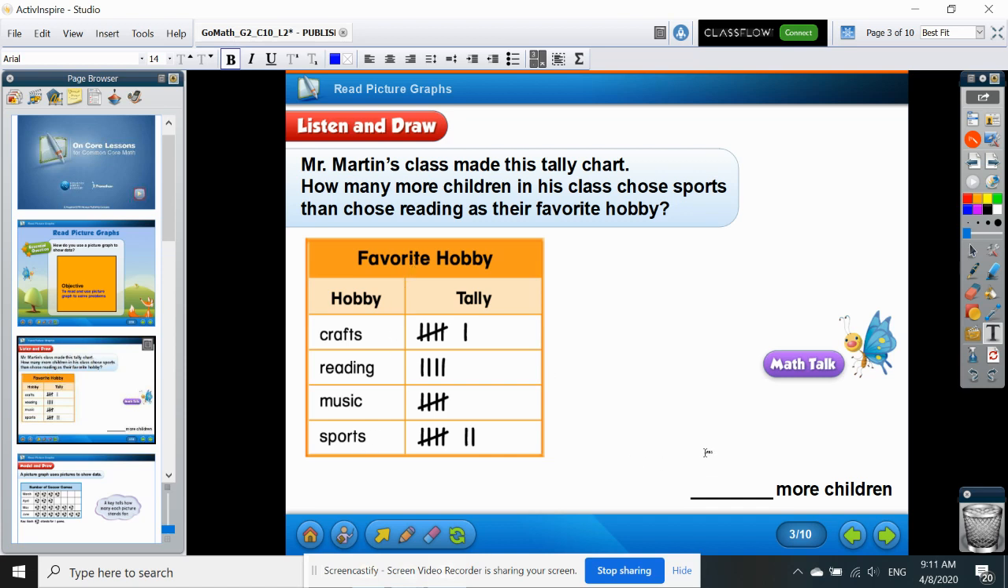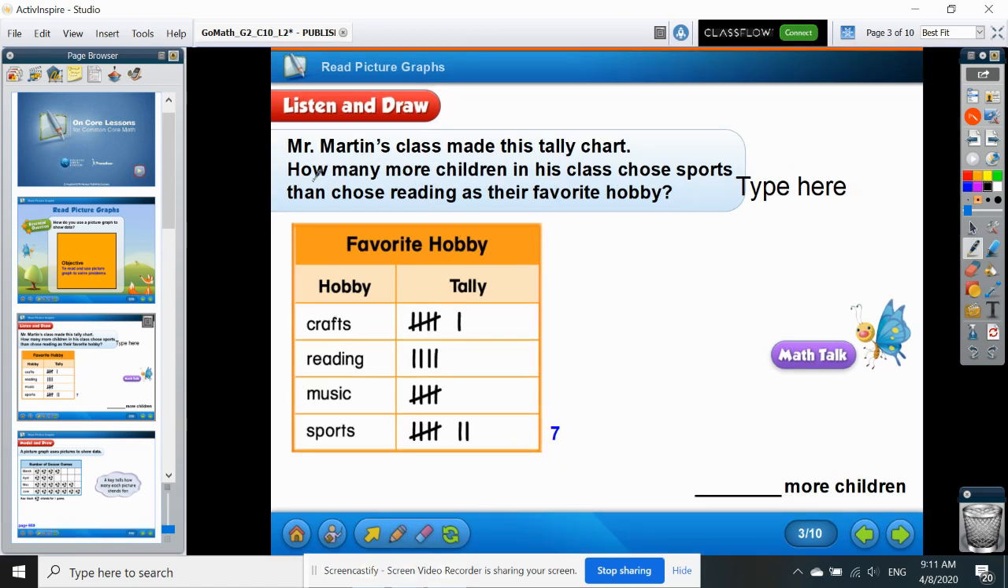So if I want to answer the question, this is in Martin's class, he made a study chart. How many more children in his class chose the sports than the reading as their favorite hobby? So we will go and see where's the sports here. 1, 2, 3, 4, 5, 6, 7. So 7 chose sports. And you remember when we said how many more than, it means we use minus.